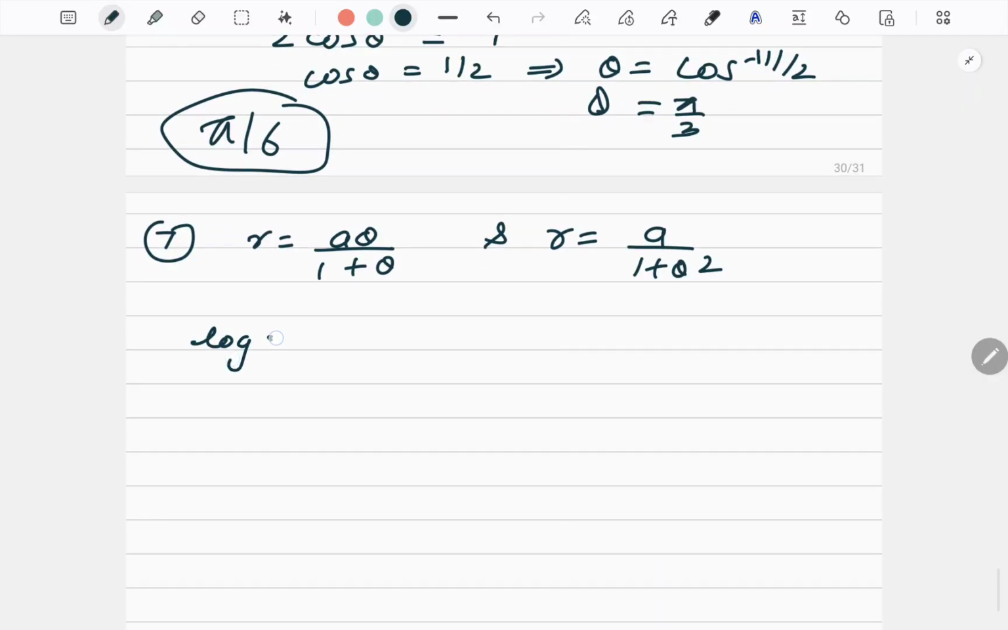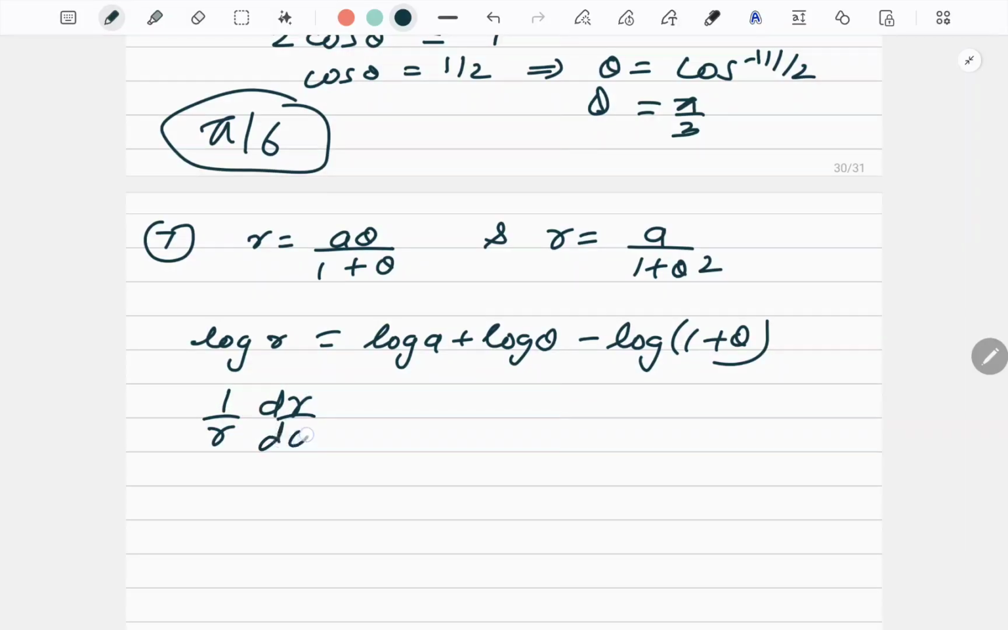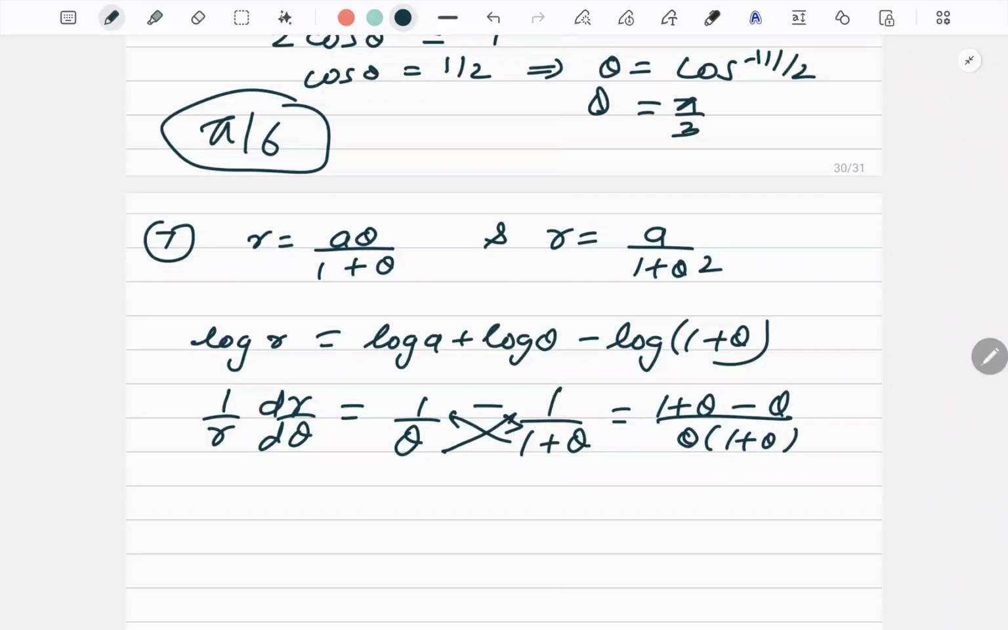Again, take log: a plus log theta minus log of 1 plus theta. So 1 by r dr by d theta is equal to 1 by theta minus 1 upon 1 plus theta. So 1 plus theta minus theta upon theta times 1 plus theta. I have taken the LCM. This will go here, this will go here, right? So cot phi is equal to 1 upon theta times 1 plus theta.